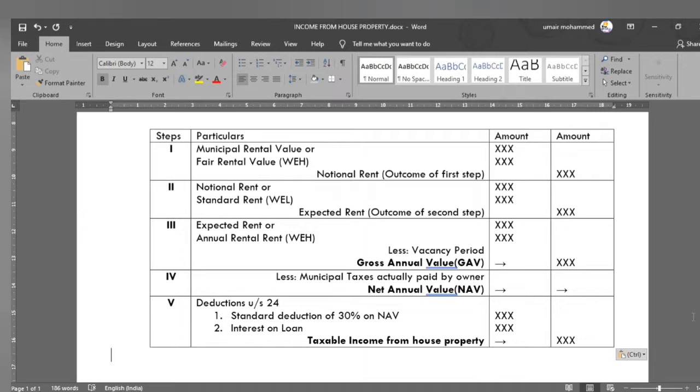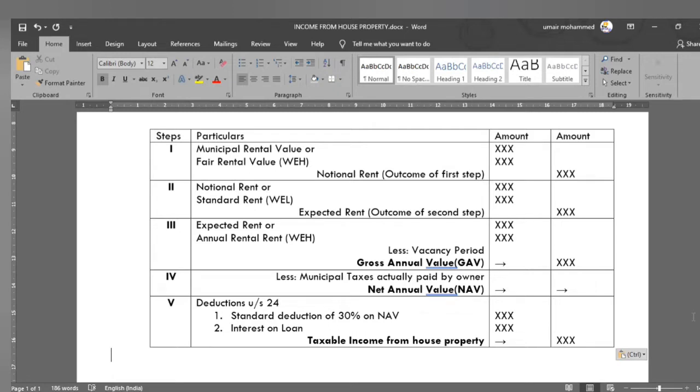So the first step here is to compare two different types of rents. The first step says municipal rental value or fair rental value. Compare these two and take whichever is higher. And the outcome of the first step is termed notional rent.